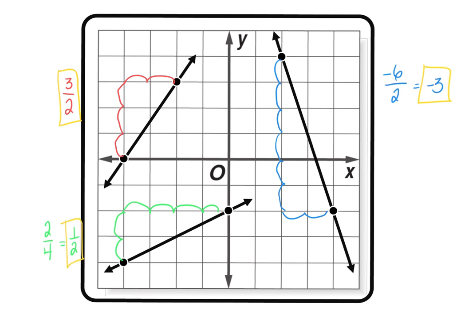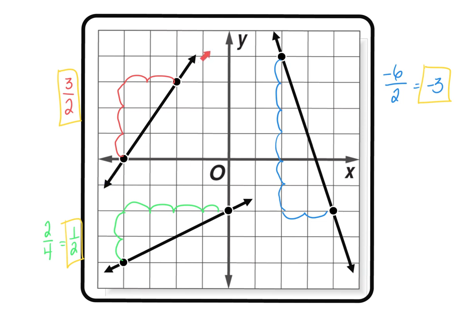You can very quickly look at a line and tell if it's going to be positive or negative based on how it's going from left to right. Okay, so think about how you read. If I'm reading this from left to right, that's going up, as if you were going up a hill. This one, if I'm reading from left to right, this guy's going down, right? Always from left to right.